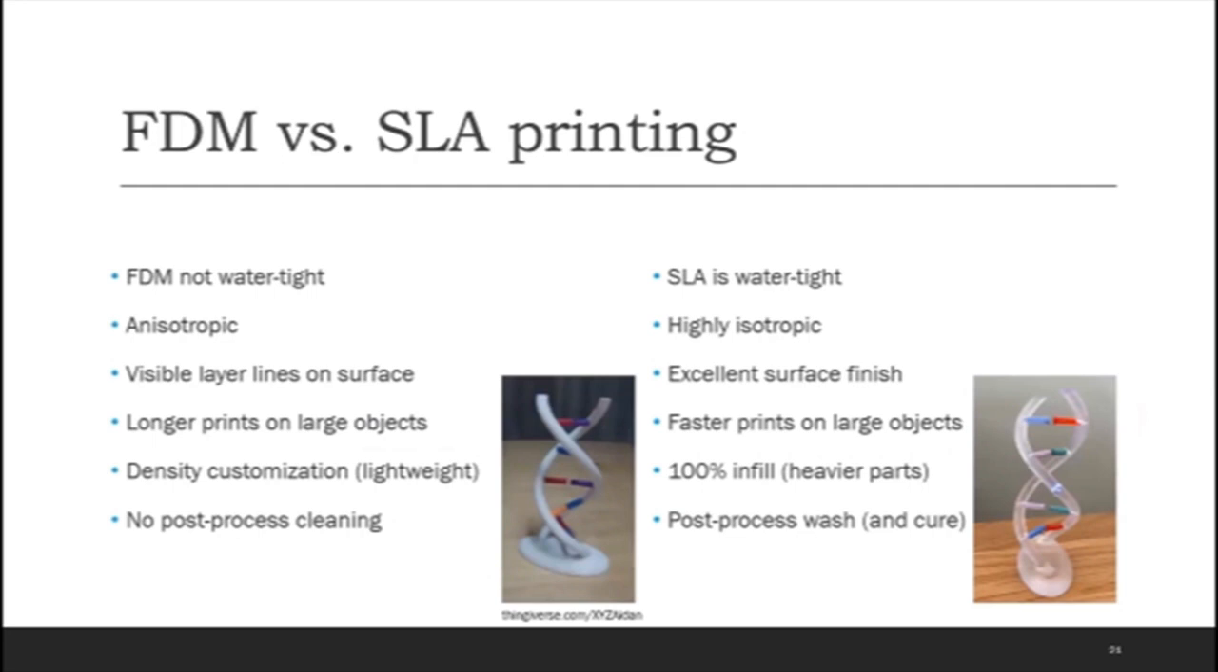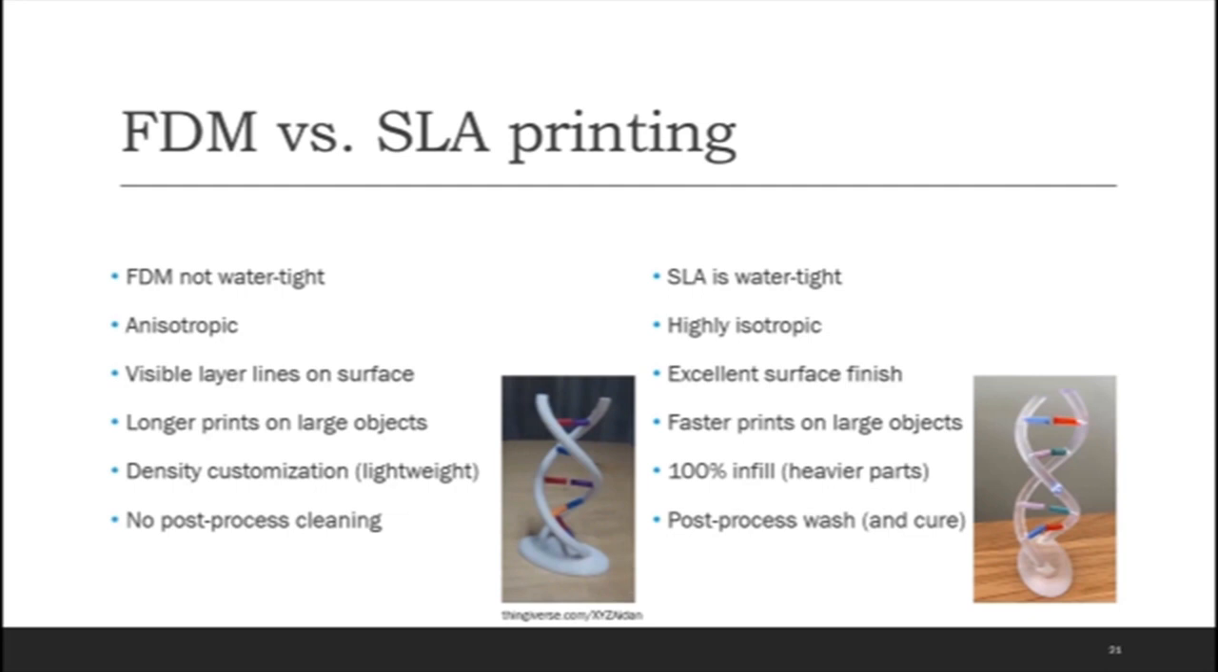So the main differences of an FDM printer versus an SLA printer is that FDM doesn't give you watertight parts and is anisotropic. SLA gives you watertight, airtight parts. It is highly isotropic. And I put these 2 pictures so you guys can see, again, the visible horizontal layer lines on the surface of the FDM print. And the SLA has excellent surface finish. The FDM also takes a little bit longer to print than the SLA printers, especially for large objects. I noticed that for large objects, SLA is much faster.